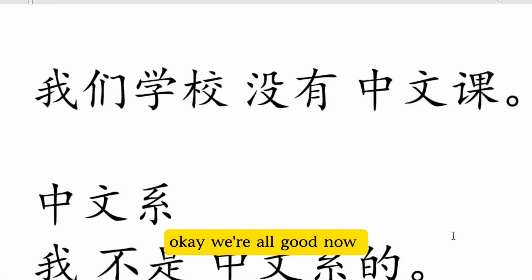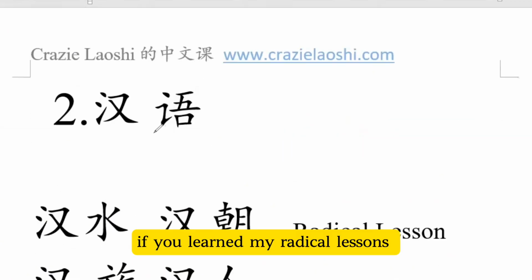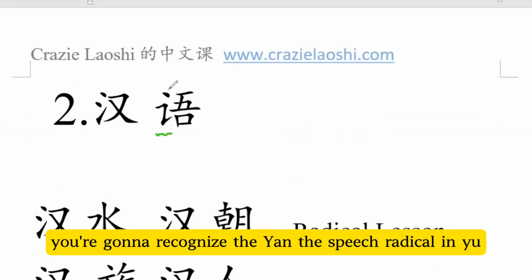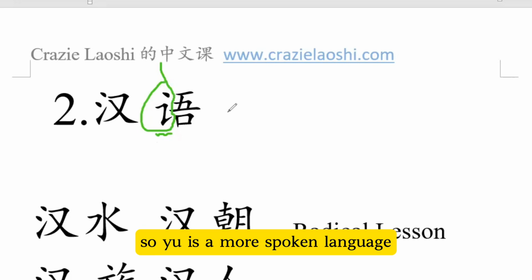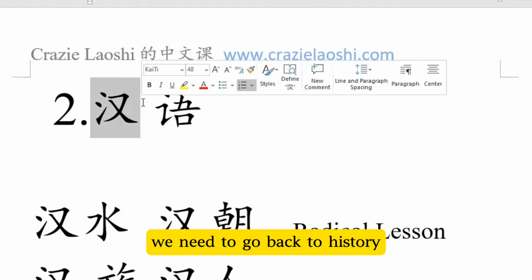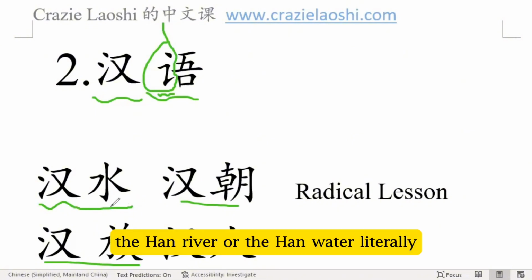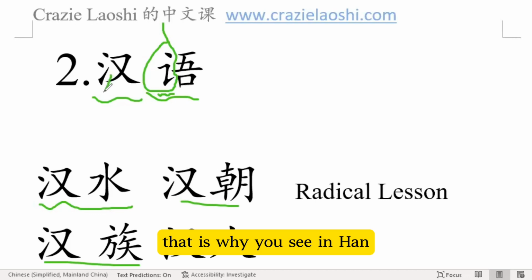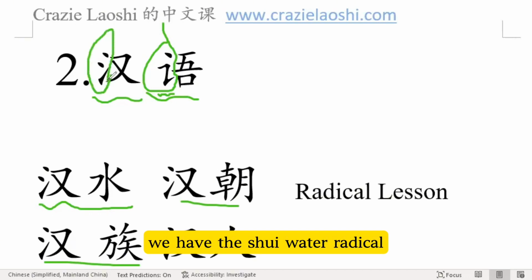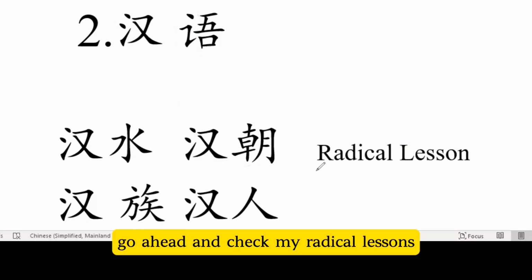Okay, we're all good. Now let's move on to number 2, 汉语. If you learned my radical lessons, you're going to recognize the 言, the speech radical in 语. So 语 is more spoken language. So we have the spoken language of Han. What is Han? We need to go back to history. Han goes all the way back to the Han Shui, the Han River, or the Han water, literally. That is why you see in Han, we have the Shui, water radical. If you want to learn more about breaking down the characters, go ahead and check my radical lessons, okay?